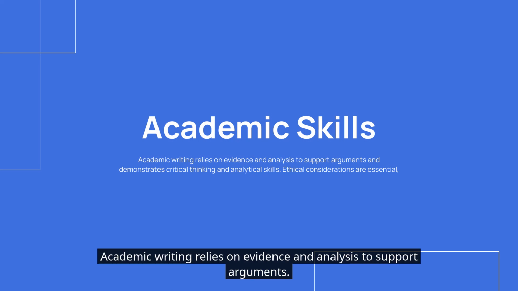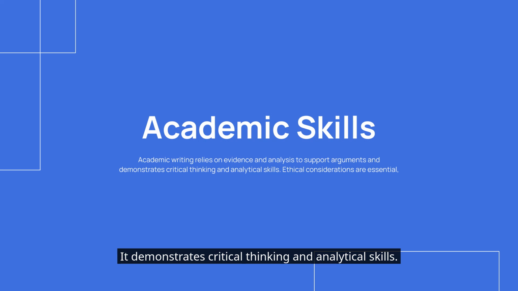Academic writing relies on evidence and analysis to support arguments. It demonstrates critical thinking and analytical skills. Ethical considerations are essential, like avoiding plagiarism. Obtaining appropriate permissions for research is crucial. Let's explore different types of academic research now.